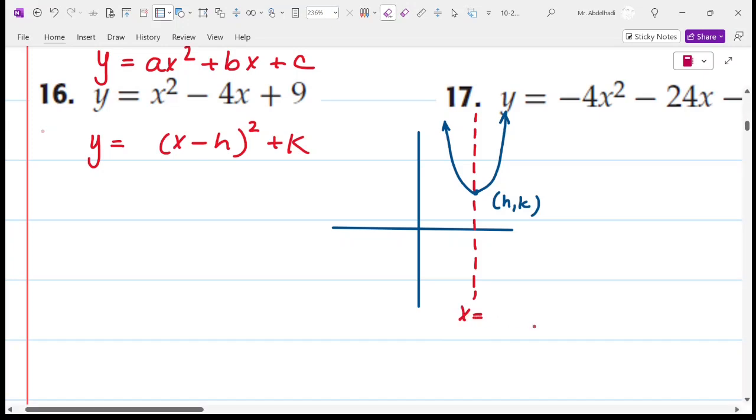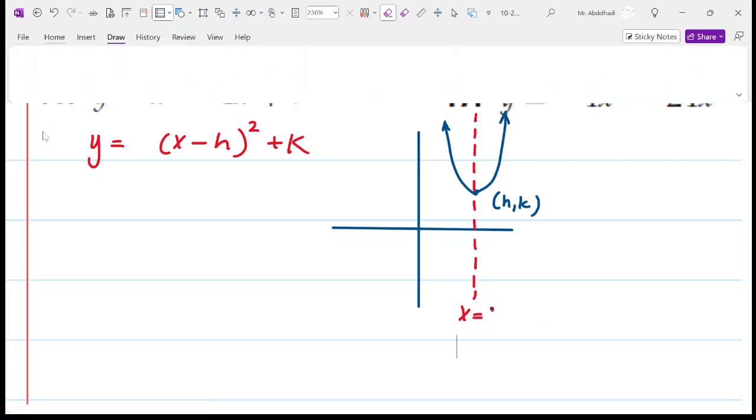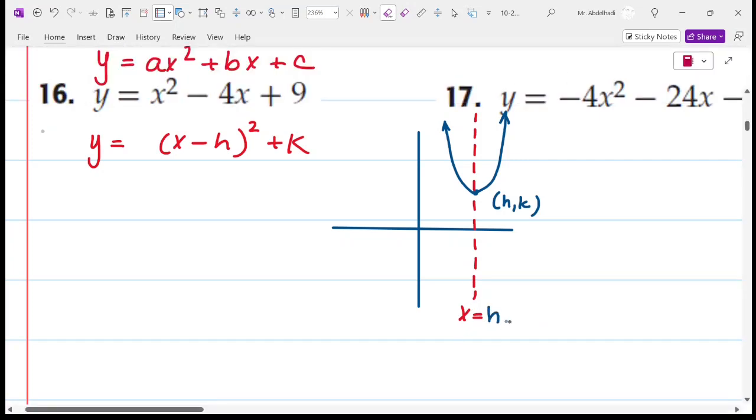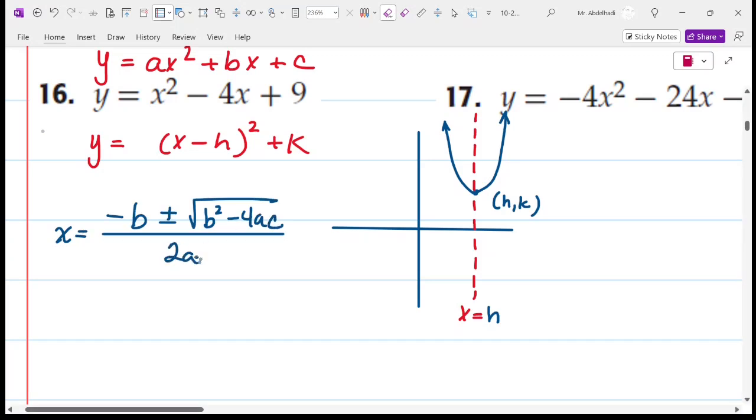Vertical lines have the equation x equals. Horizontal lines have an equation y equals something, right? So the question is, what is the number here? What is the h that it's going to equal? Because if you look at it, the axis of symmetry passes vertically down through the vertex, right? So if you know that a vertex is h comma k, this red dotted line called the axis of symmetry has to be x equals whatever h is. So how do you find what the h is? Well, there's a nice little formula that we can use. Now, let me just show you something here. This is the quadratic formula right here.